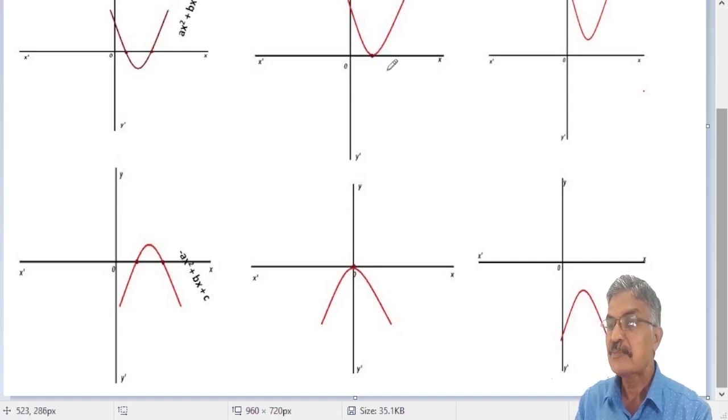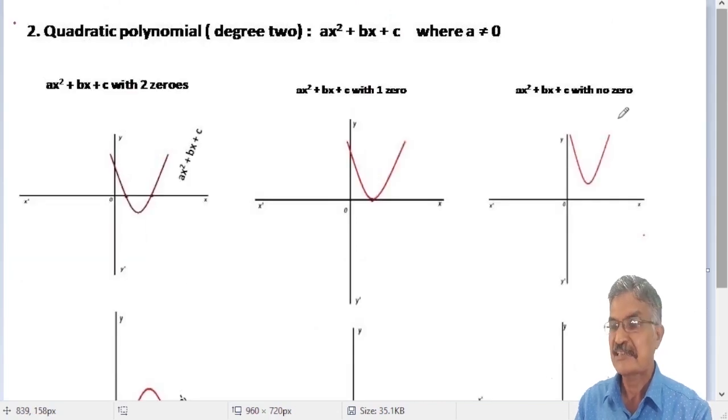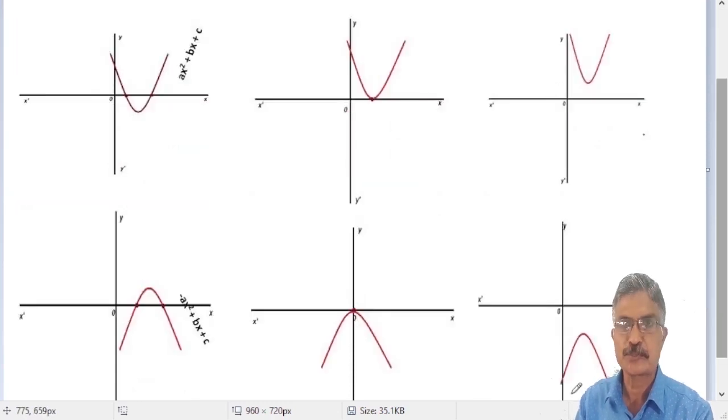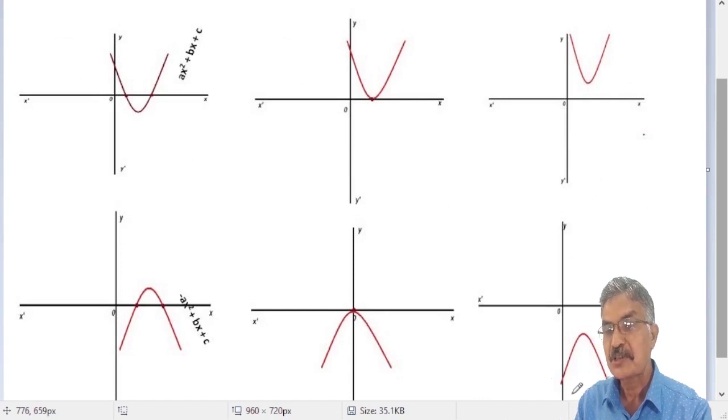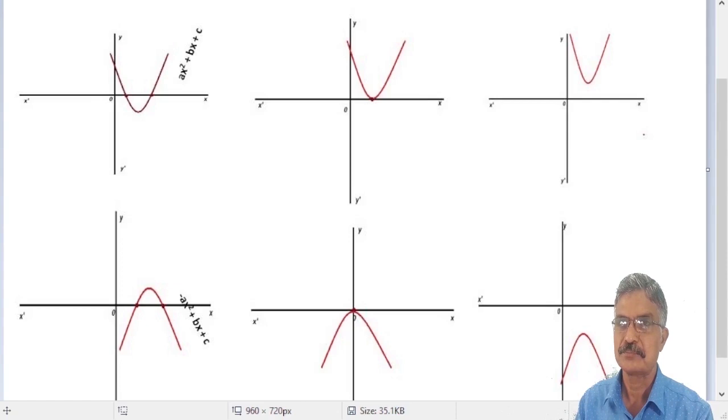Sometimes the graph may come in this way for particular values of the coefficients. Then the graph never touches the x-axis. Then we say that the polynomial has no zero. Here no zero. Here it may become in this way. In this case also it has no zero. So a quadratic polynomial has a maximum of 2 zeros, or 1 zero, and sometimes it may not have any zero.